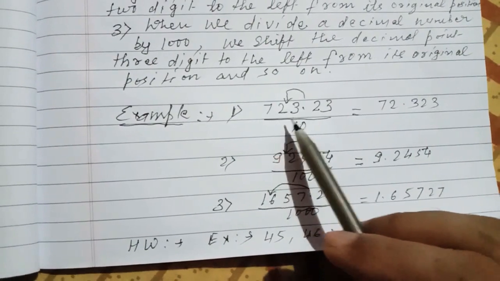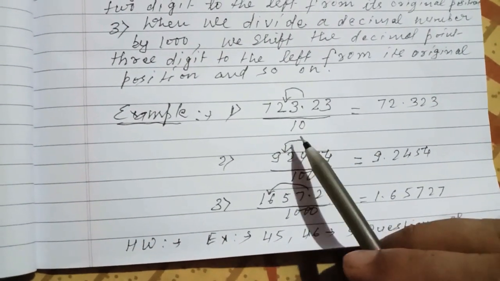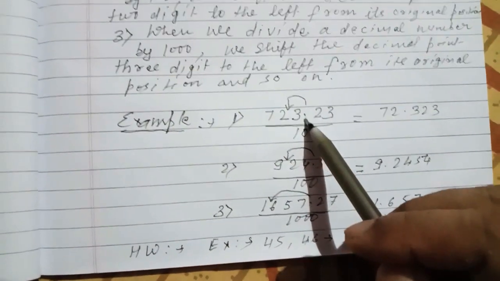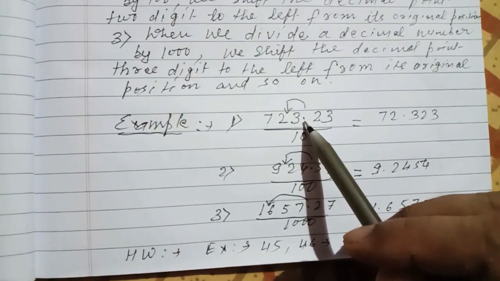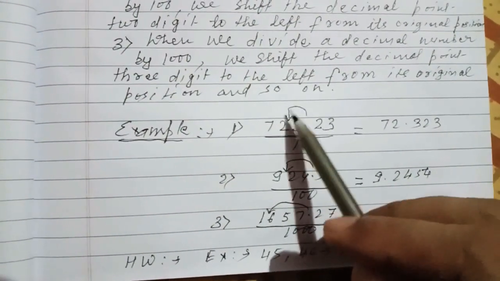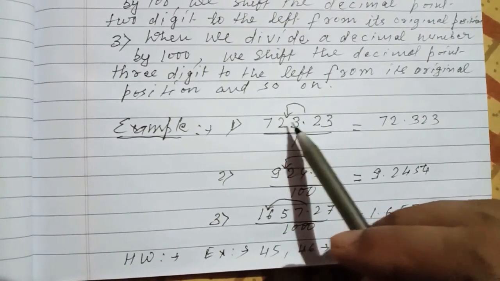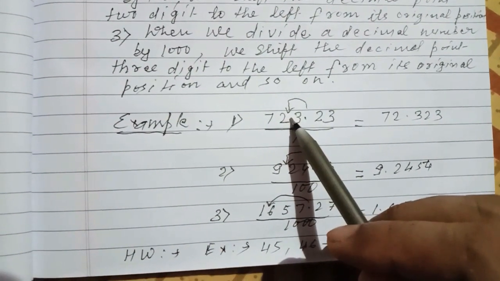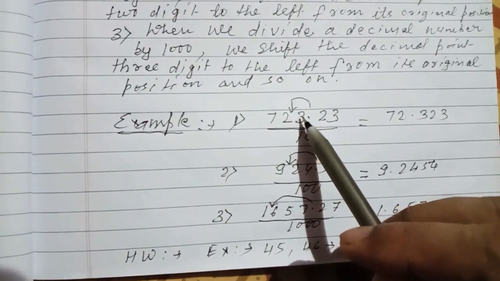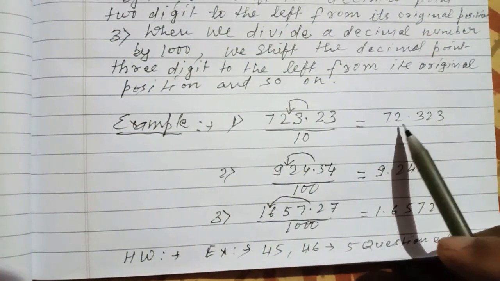Divide 723.23 by 10. So now we will shift the decimal point, which is between 3 and 2, to between 2 and 3, that is one digit to the left side. So it will come between 2 and 3. So our answer will be 72.323.